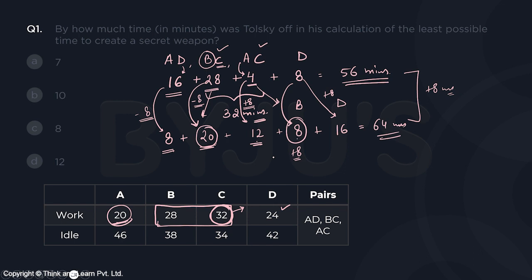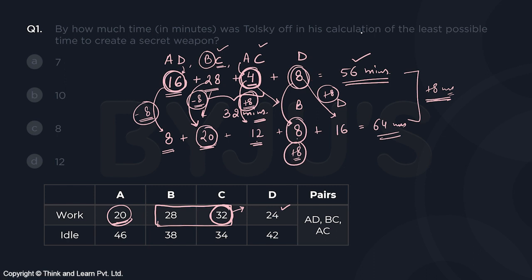Point is that now three of them are working for 8 minutes extra, two of them are working for 8 minutes less. So ultimately, the total time will increase in that case. So logically speaking, the less A and C work, the more A and D would work. More and more AD work, less D would be working. And in such cases, the minimum possible time would be taken. So the minimum possible time is 56 minutes here.